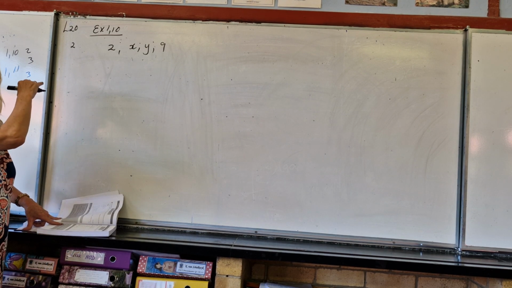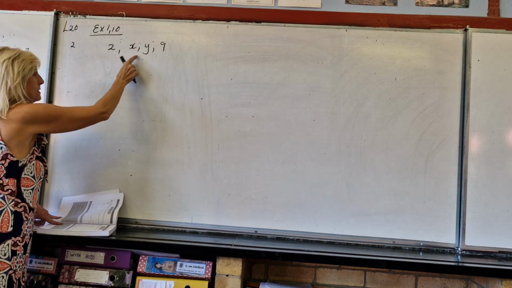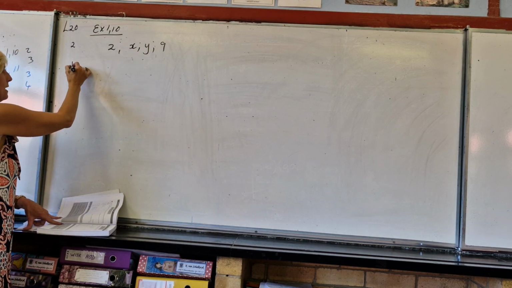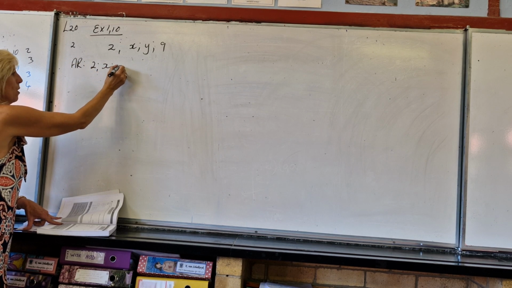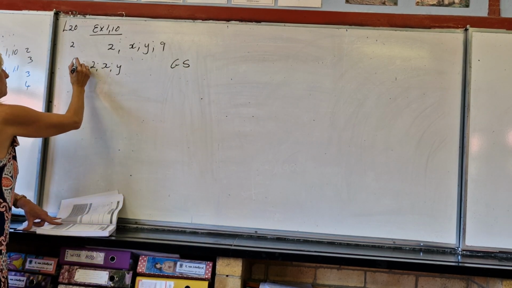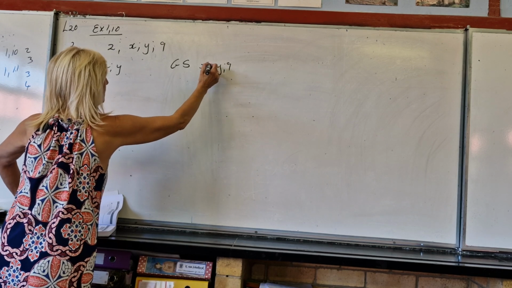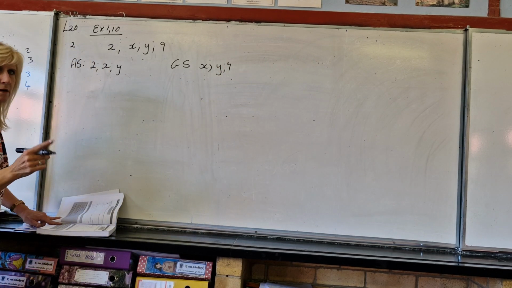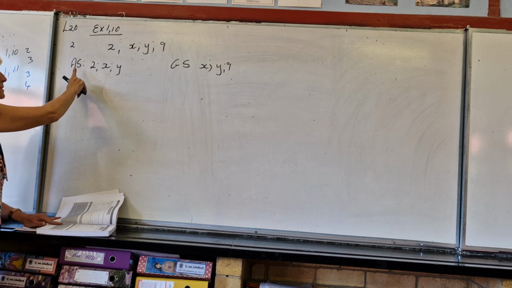So this is just a set of numbers put together. But this is geometric and this is arithmetic. So I'd rather want to say this is the arithmetic one, 2, x, y, and then the geometric one is x, y, and 9. Before I go on with anything else there, what does that tell me about these numbers, if it's arithmetic?